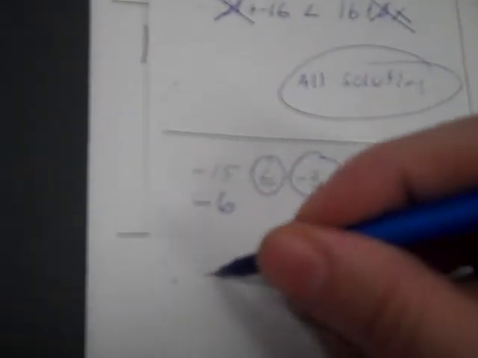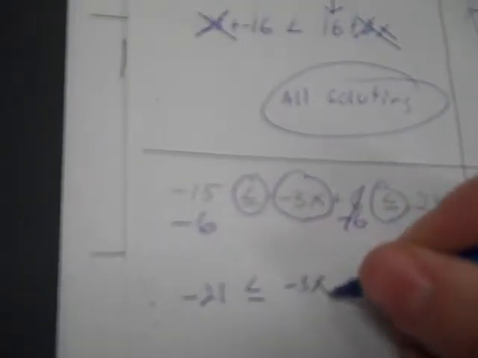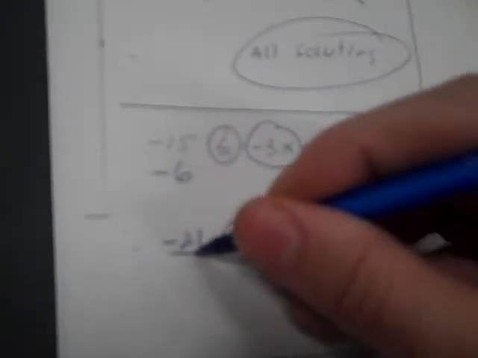We have a plus 6 we have to undo before we divide by negative 3. So I'm minus 6, and then I subtract 6 from negative 15 and 24. So that gives me negative 21. My inequality, negative 3x, less than or equal to 18. Then we undo the multiplication of negative 3 by dividing by negative 3. And then I essentially have my solutions. I have positive 7 and negative 6.